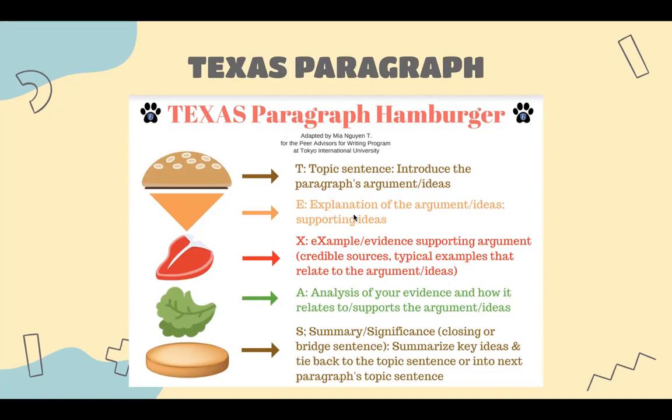And then for E is the explanations of the argument and ideas. And you support your ideas. And then you go to the examples part in order to support your arguments. So these are mostly your journal articles sources. And then for the A is the analysis of your evidence and how it relates to and support the arguments and ideas. And then for the S, the last one, is summary and significance or synthesis. So summarize your key ideas and remember to tie back to the topic sentence or into the next paragraph topic sentence.